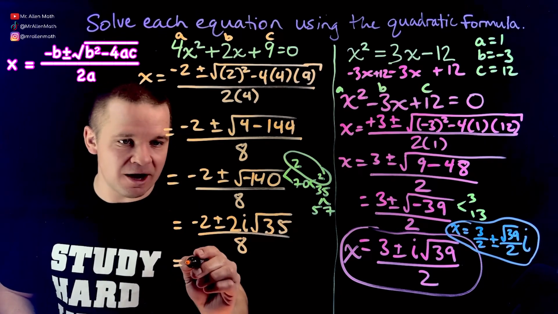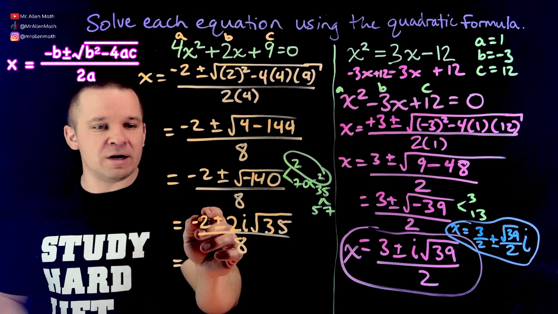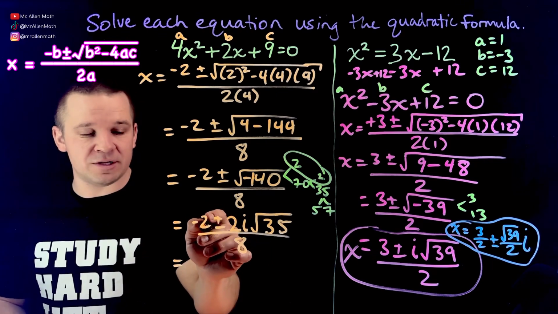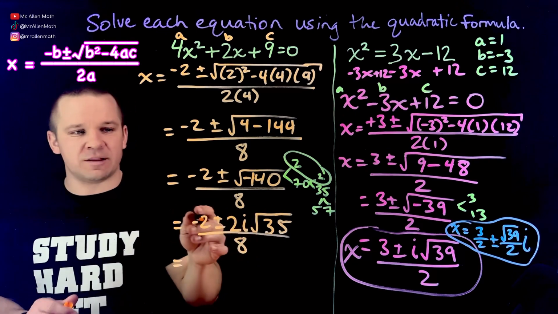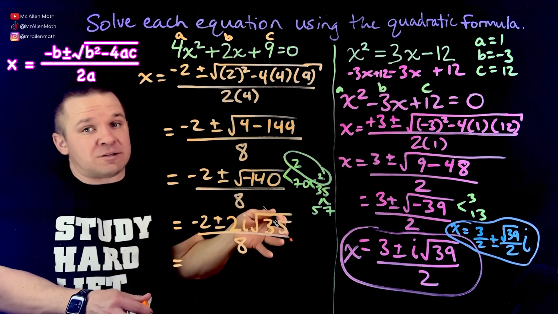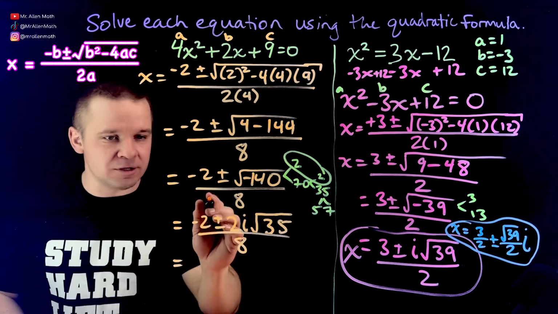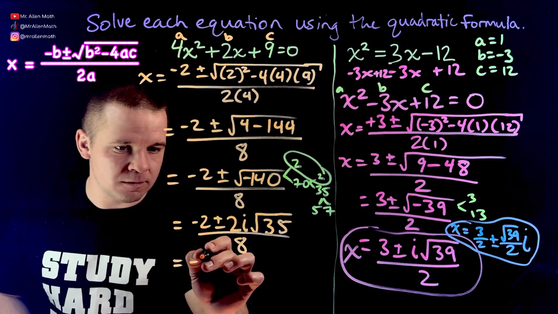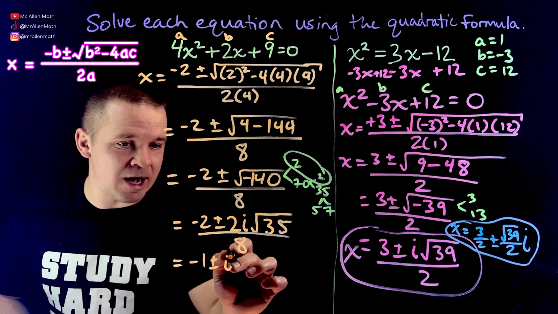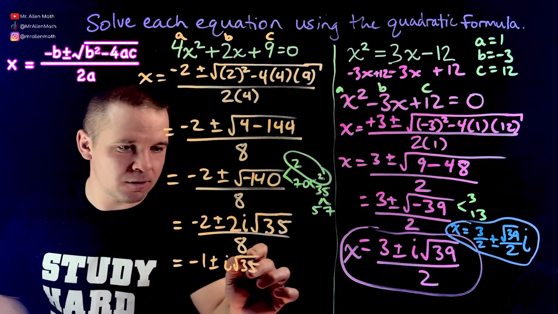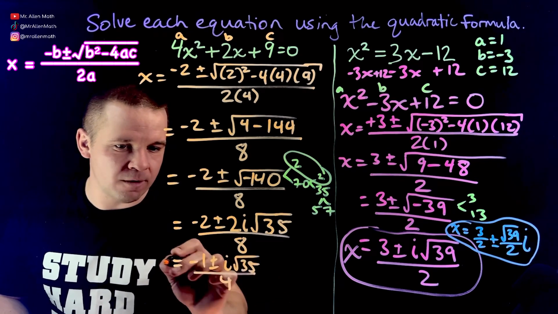And now, last step. The last thing here. I promise. We can divide everything here by 2. This 2, that 2, and that 8. This root 35 and the i and all that, that's all like one term. It's kind of like 2x. I can divide by 2. So let's do that. I'm going to have negative 1 plus or minus 1i root 35 over 4.